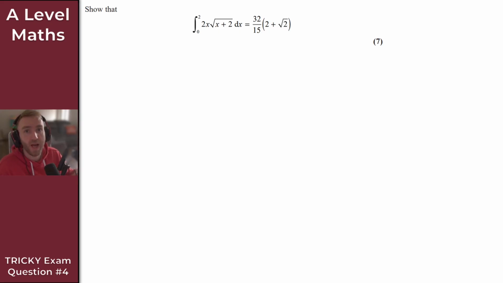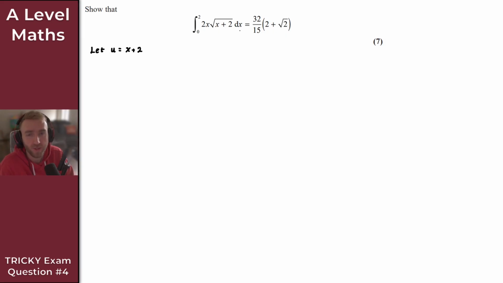So like I said, I'm going to use integration by substitution here. Clearly I need to start by choosing an appropriate substitution. To begin with, I'm going to let u be equal to x plus 2. Now I look at the integrand, the thing that we want to integrate, and I recognize that we've got 3 parts: 2x, the square root of x plus 2, and dx. So I need an appropriate substitution for each one of these things.